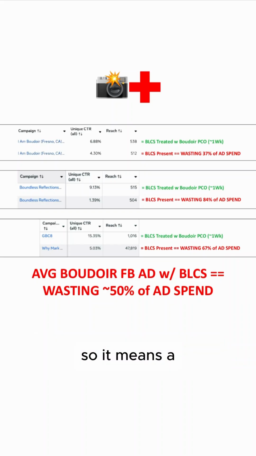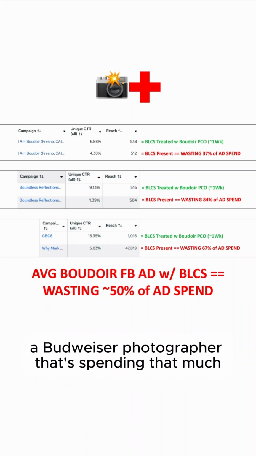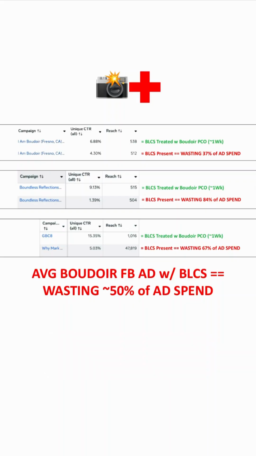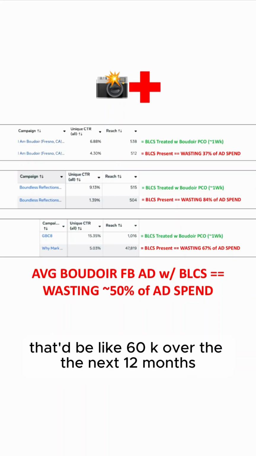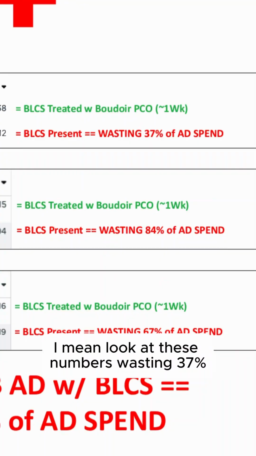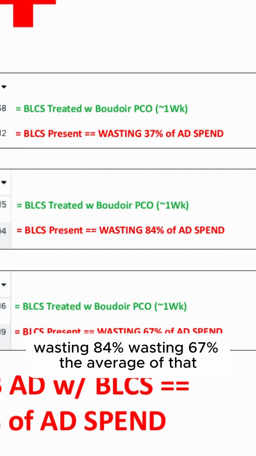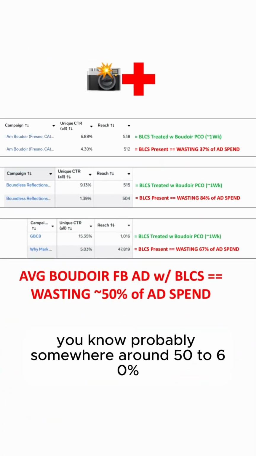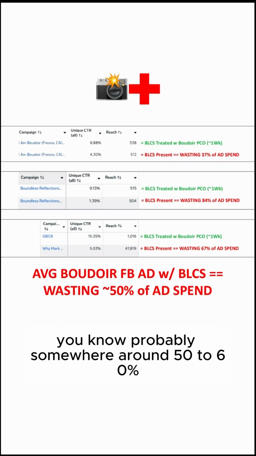So it means a boudoir photographer that's spending that much, 5K is being thrown away on average. That'd be like 60K over the next 12 months. And how do we know it's about 50%? I mean, look at these numbers. Wasting 37%, wasting 84%, wasting 67%. The average of that, probably somewhere around 50 to 60%.